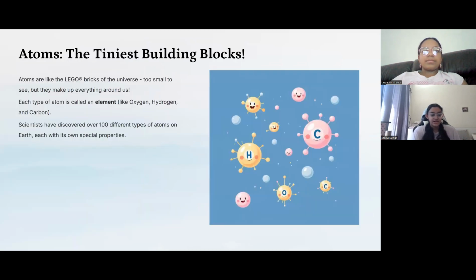So let's get started. Now we're going to talk about atoms. Atoms are the tiniest building blocks. They're like the Lego bricks of the universe. Too small to see, but they make up everything around us. Each type of atom is called an element. For example, oxygen, hydrogen, and carbon. Scientists have discovered over 100 different types of atoms on Earth, each with its own special properties.